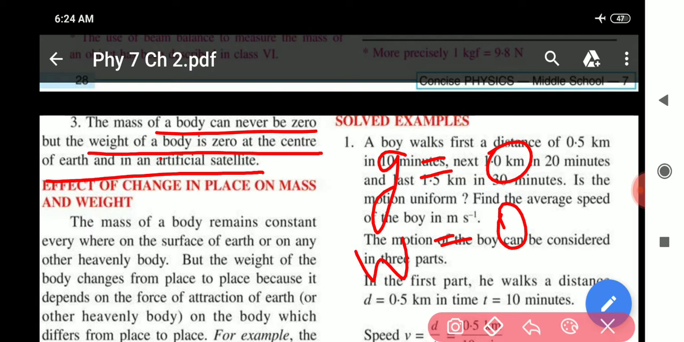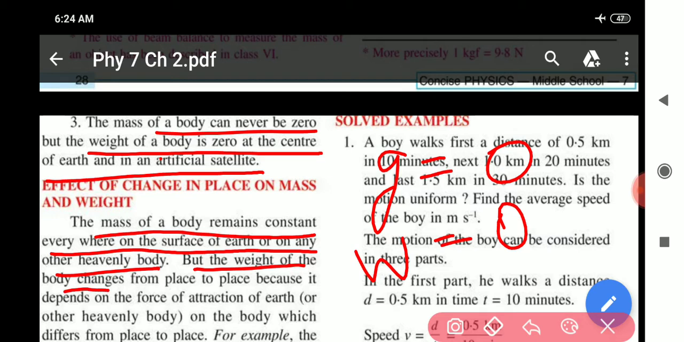Effect of change in place on mass and weight. The mass of a body remains constant everywhere on the surface of the earth or on any other heavenly body. The mass is constant and never changes, but the weight of the body changes from one place to another because it depends on the force of attraction of the earth. If the force of attraction changes from place to place or on another heavenly body, then the weight differs from place to place.